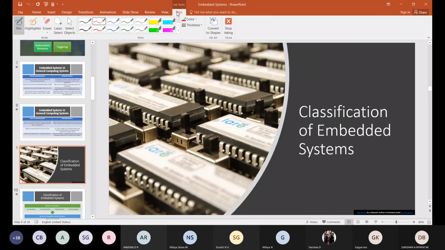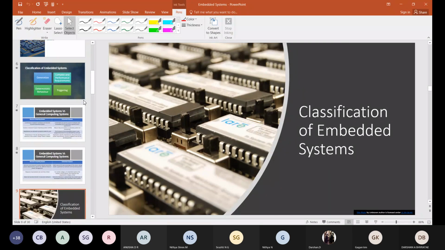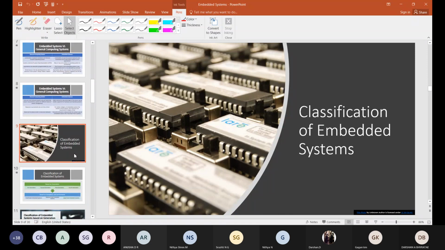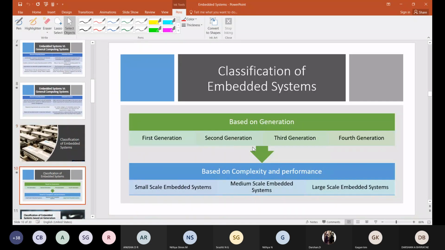types of how we categorize. We categorize the classification of embedded system into four types. One is based on the generation, another based on the complexity and performance, based on the deterministic behavior, and the triggering. Okay, now I'm going to discuss the classification of embedded system here.